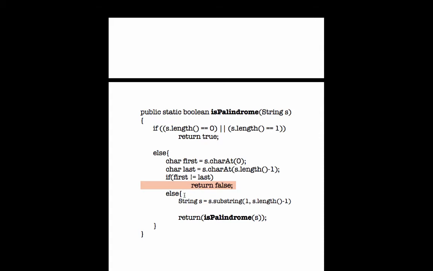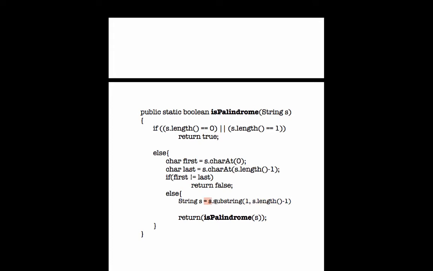But if they are the same, then I need now to make a recursive call and reduce the size of the problem. So here I'm making the recursive call and I'm passing s. But what is s? Well, s is now a substring that excludes the first character and the last character of the original string. So what I'm asking here is to create a new substring that again excludes the first character, so it starts with index 1, not index 0, and excludes the last character, which is length minus 1.